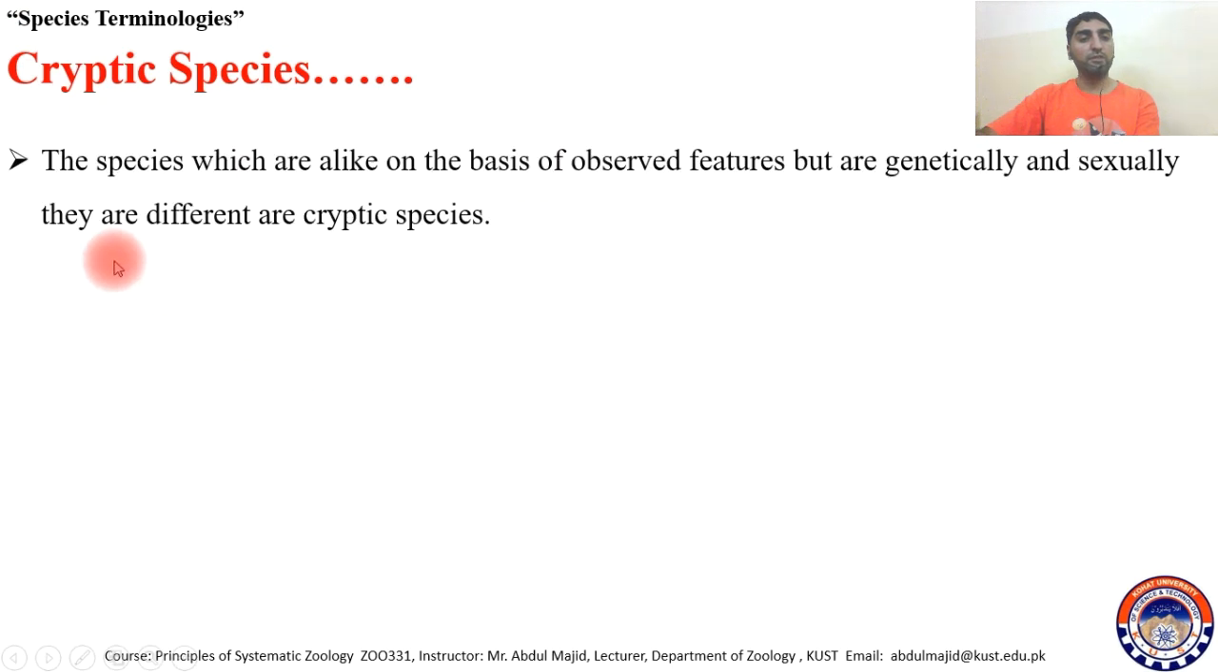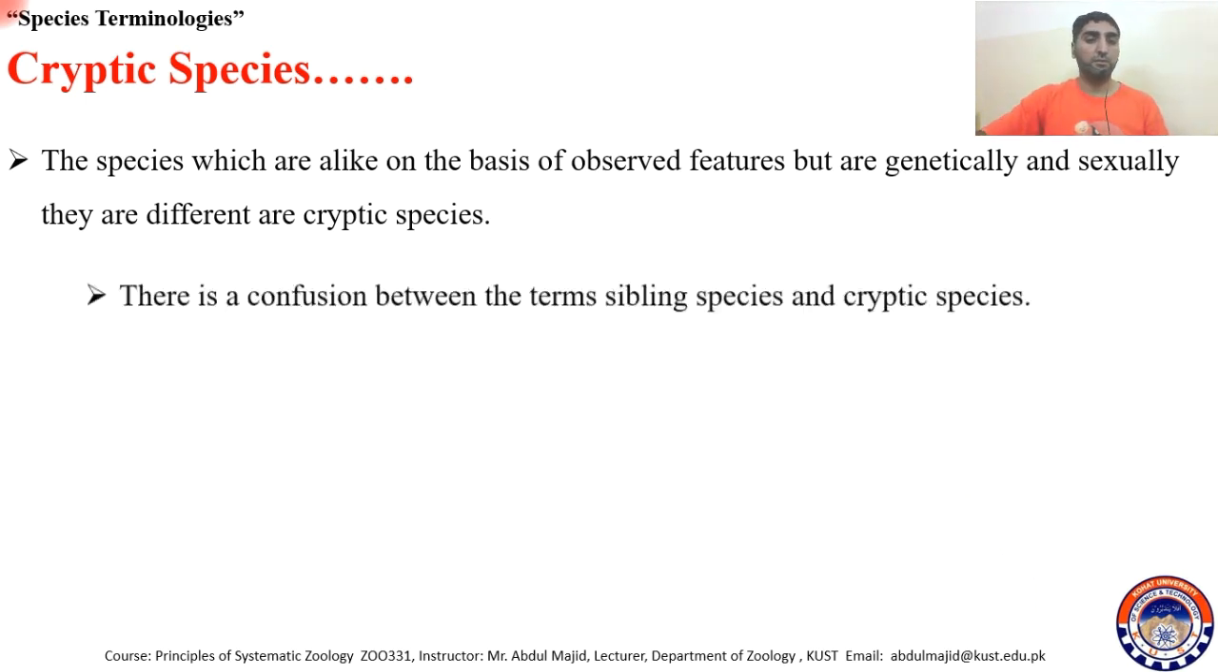A little bit of explanation. The species which are alike on the basis of observed features, meaning when you observe them, they are alike, but genetically or sexually, they are different. They are sexually isolated from each other, they cannot interbreed. One of the definitions of a species is that they will sexually interbreed, but these cannot. They are morphologically similar, but they cannot interbreed. So such species are cryptic species.